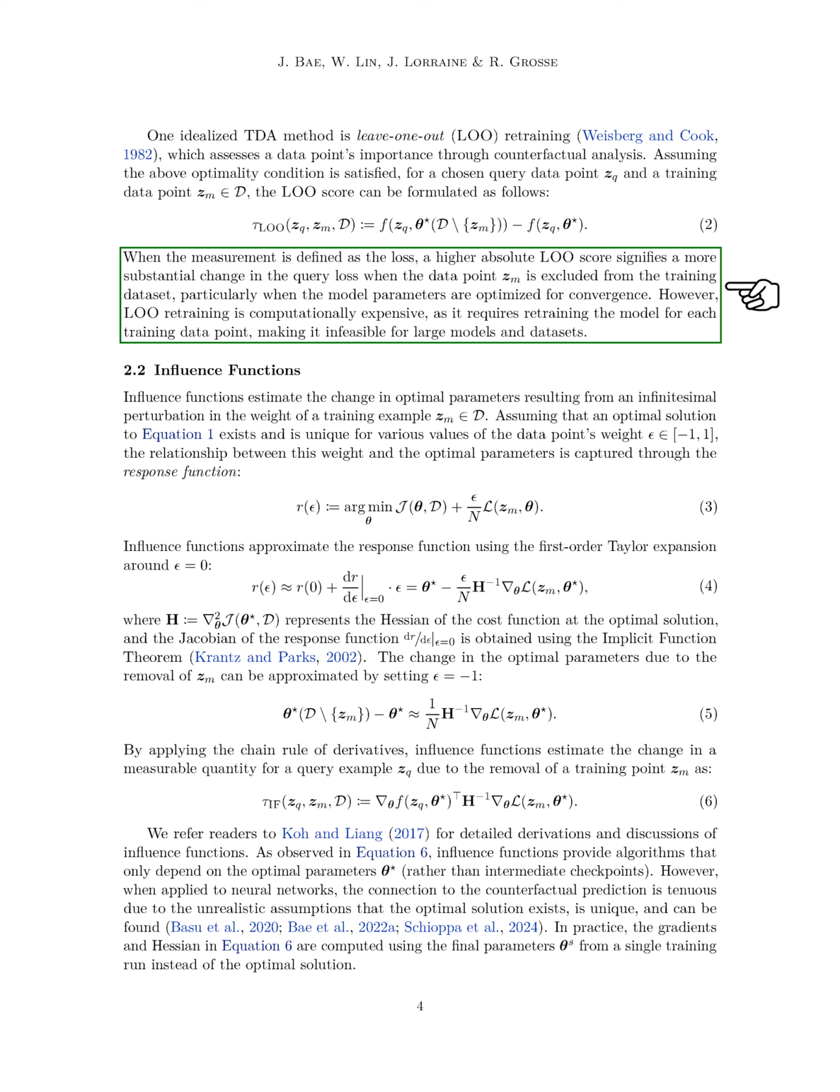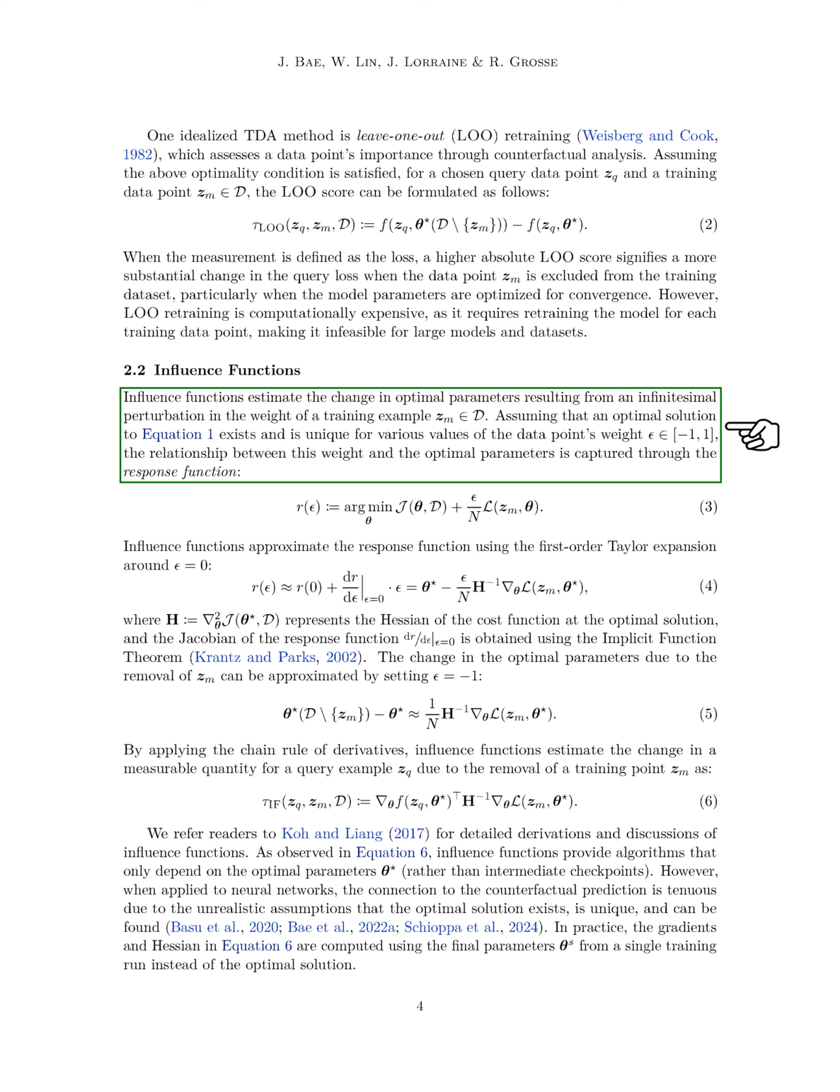large models and datasets. Influence functions estimate how optimal parameters change when there is a small change in the weight of a training example. They approximate this change using a mathematical formula involving the Hessian of the cost function and the Jacobian of the response function.